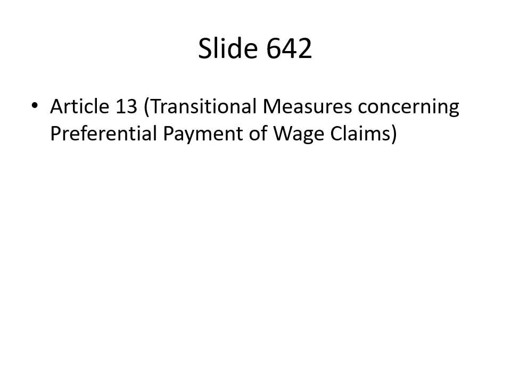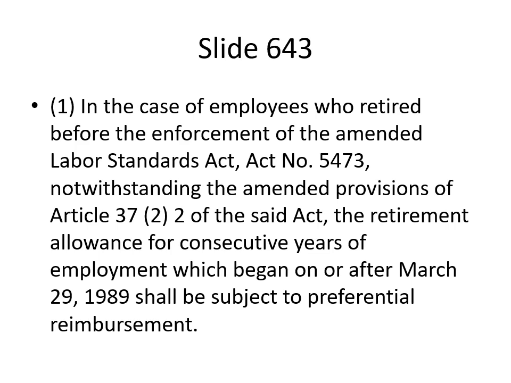Article 13. Transitional measures concerning preferential payment of wage claims. 1. In the case of employees who retired before the enforcement of the amended Labor Standards Act, Act No. 5473, notwithstanding the amended provisions of Article 37-2 of the said Act, the retirement allowance for consecutive years of employment which began on or after March 29, 1989 shall be subject to preferential reimbursement.